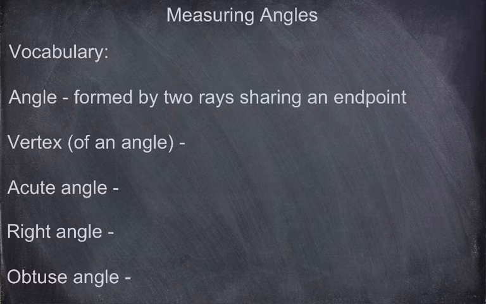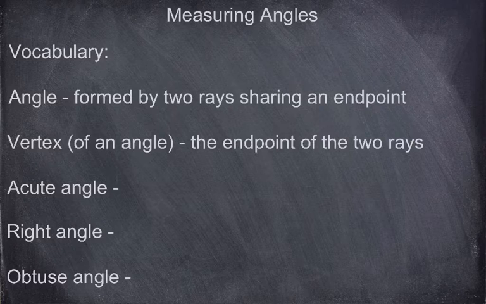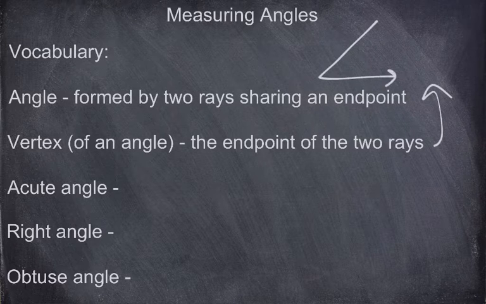Now, what is the vertex of an angle? Well, the vertex of an angle is the endpoint of the two rays. So again, I'll draw this up here. So here goes our angle. The vertex is right here, so it is the endpoint. The vertex is the endpoint of the two rays that create this angle here. So that is what a vertex of an angle is.